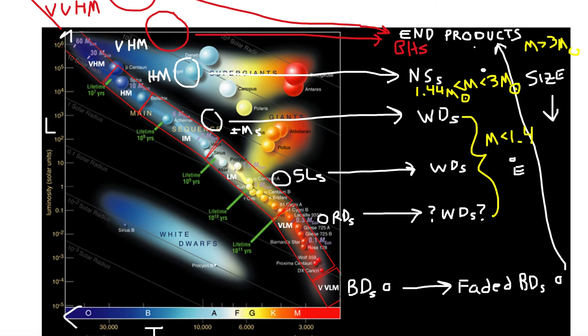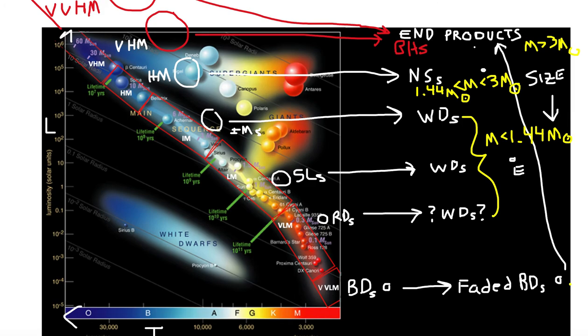So you can see a trend here in end product mass. In end product mass, we see that mass decreases towards the faded brown dwarfs. The black holes have the highest mass end products. The faded brown dwarfs have the lowest mass end products.